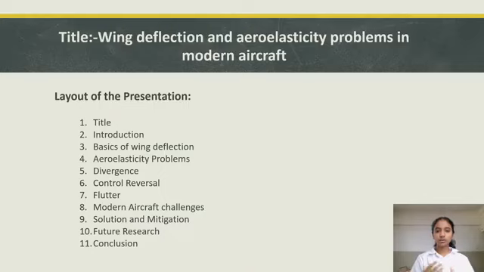Firstly, we will discuss what I am going to present. The introduction: what exactly wing deflection and aeroelasticity problems in modern aircraft mean. The basics of wing deflection, and the aeroelasticity problems in these modern aircraft. Aeroelastic problems include divergence, control reversal, and flutter. We will discuss this in upcoming slides. Then the modern aircraft challenges, solutions and mitigations, future research, and conclusion. Let's see further.